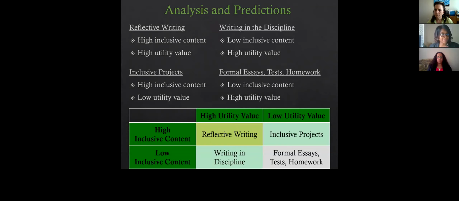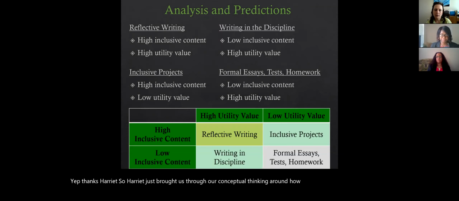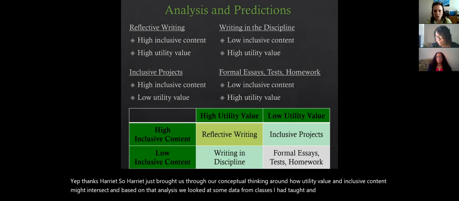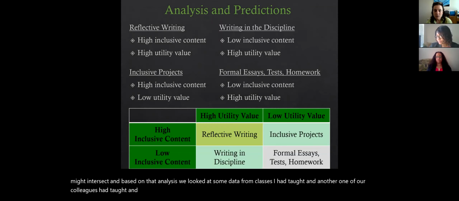So now I think I'm turning it over to Karen. Thanks, Harriet. Harriet just brought us through our conceptual thinking around how utility value and inclusive content might intersect. Based on that analysis, we looked at some data from classes I had taught and another one of our colleagues had taught, and it suggested that there was support for this.